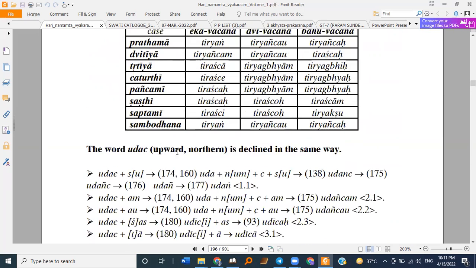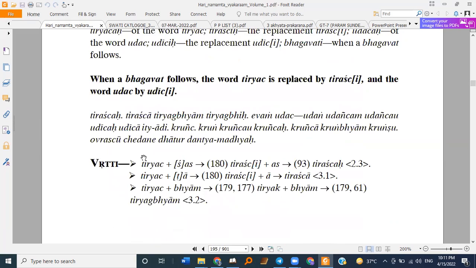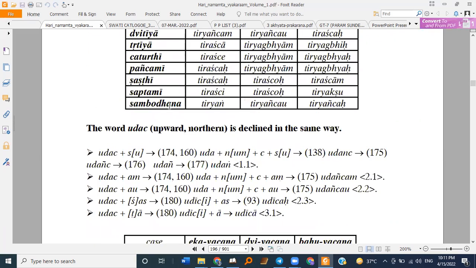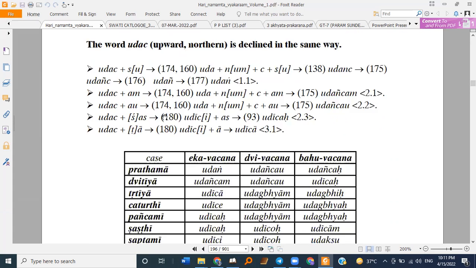Same way udach, udang, udangcha, udangcham, then udicha. Udach is replaced by udich when a Bhagavad follows. So Udichaha, Udicha, Udagbhyam, Udiche, Udichaha, Udicham, Udichi, Udicho, Udakshu. Ityadi.